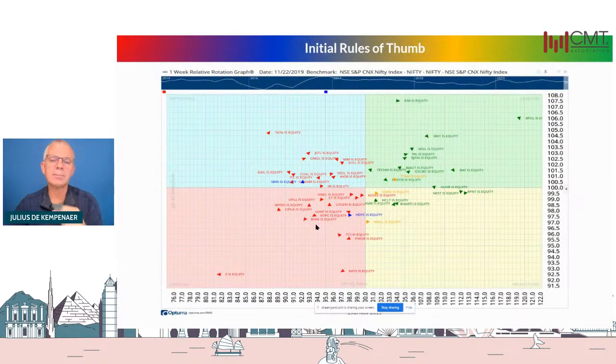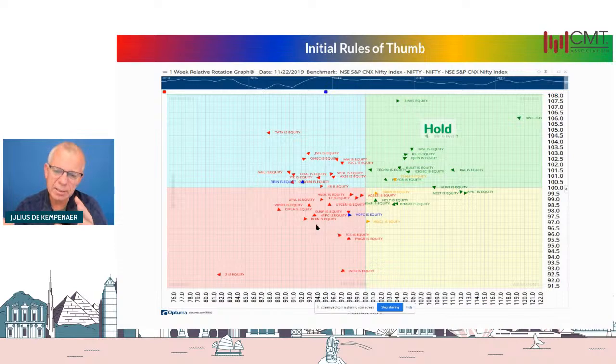Now, next thing, of course, when this was developed, is what are the rules of thumb? How do I interpret this? How can I actually make sense of it? Let me talk you through this.